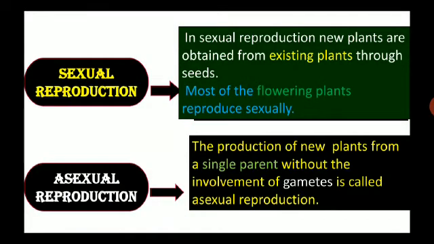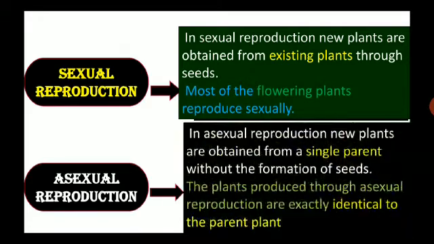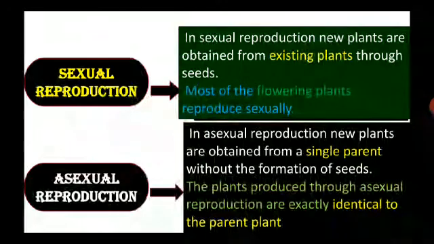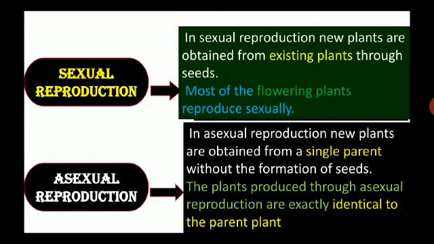In sexual reproduction, new plants are obtained from existing plants through seeds. Most of the flowering plants reproduce sexually. In asexual reproduction, new plants are obtained from a single parent without the formation of seeds. The plants produced through asexual reproduction are exactly identical to the parent plant.